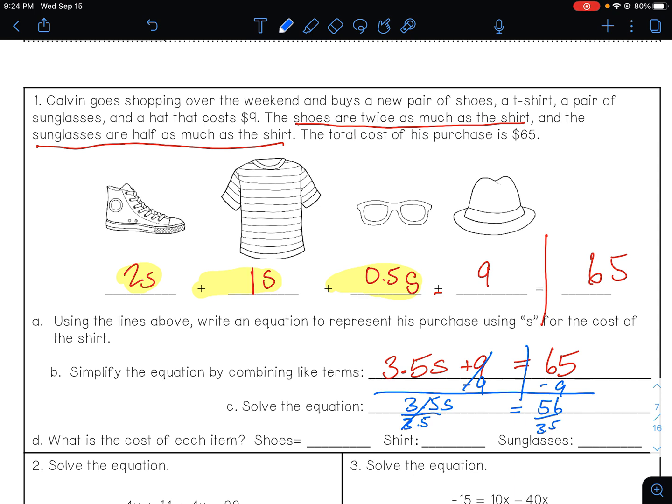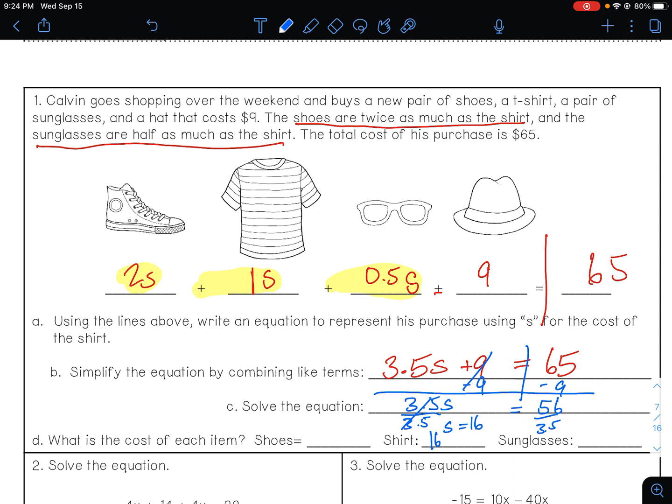And what is 56 divided by 3.5? Well, I wish they gave us space to actually solve that, but let's figure that out. 56 divided by 3.5 is 16. So S equals 16. So if S is 16, that means the shirt is $16.